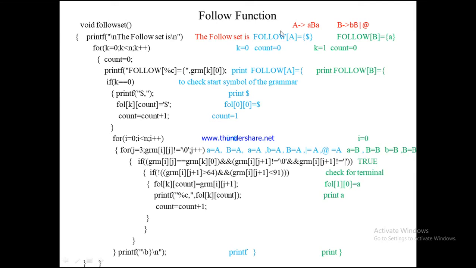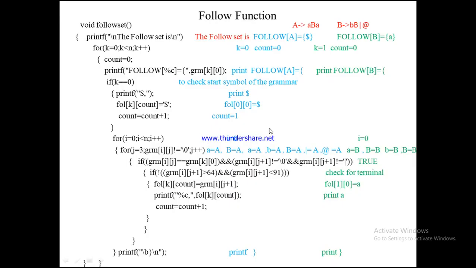So what are the things we have printed? Follow of A we have printed here only. Okay, then I have printed the dollar here. So dollar is printed. Now the closing parenthesis is printed here. Okay, so everything is now printed. So we have printed follow of A is equal to open parenthesis, dollar also printed, close parenthesis also printed. That means this follow of A is over.